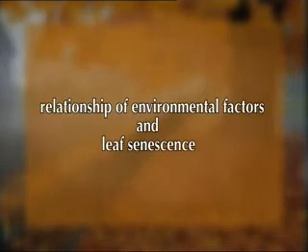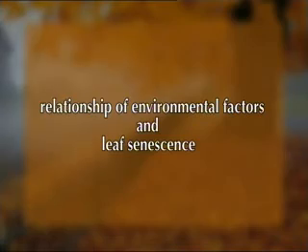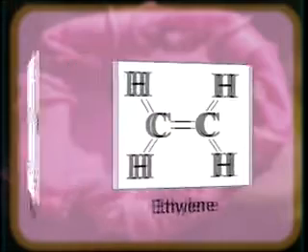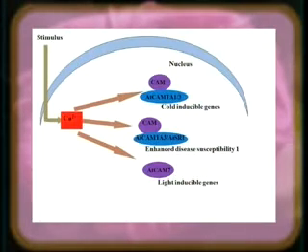Now, we will discuss the relationship of environmental factors and leaf senescence. Our current understanding of the relationship between environmental responses and leaf senescence mostly comes from the study of senescence response to the phytohormones such as abscisic acid, jasmonic acid, ethylene and salicylic acid that are extensively involved in response to various abiotic and biotic stresses. These stresses affect synthesis and/or signaling pathways of the hormones to eventually trigger expression of stress responsive genes, which in turn appears to affect leaf senescence.